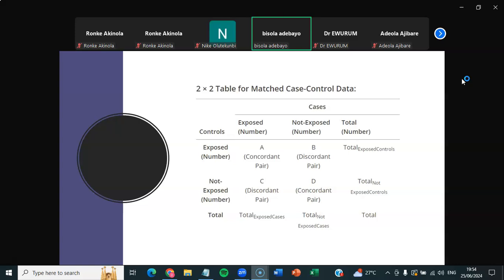And then you count your numbers of concordant pairs. When you look at exposure, you also look at your concordant pairs. That's A. You count them in pairs, the number of concordant pairs. This is easier when you have a 1-to-1 match. You just look at the number of concordant pairs when you look at exposure, and your concordant pairs when you look at non-exposure.